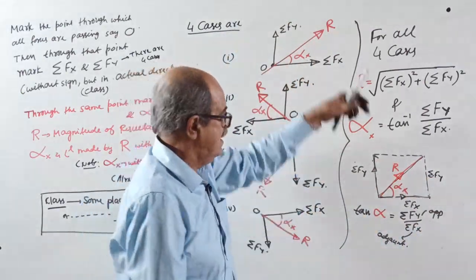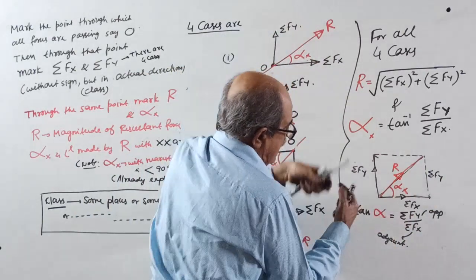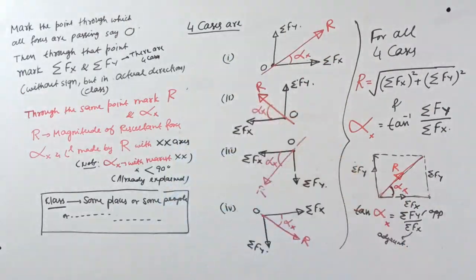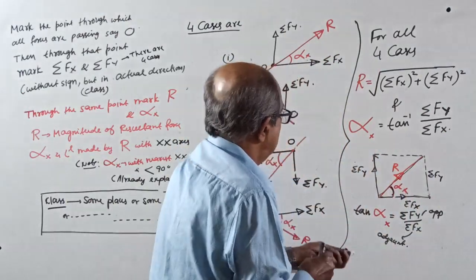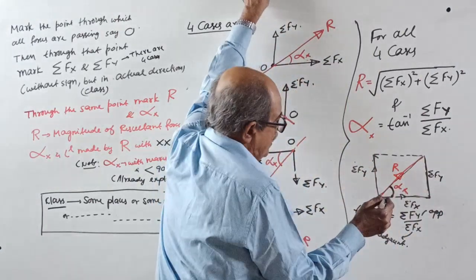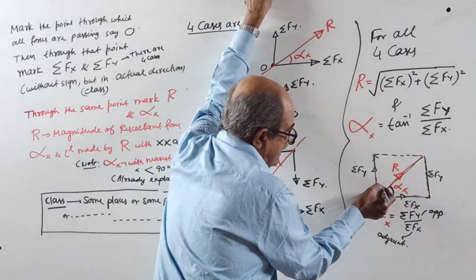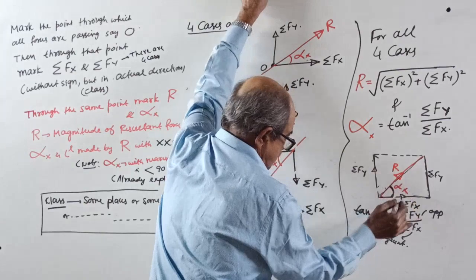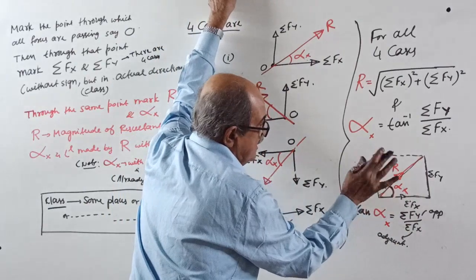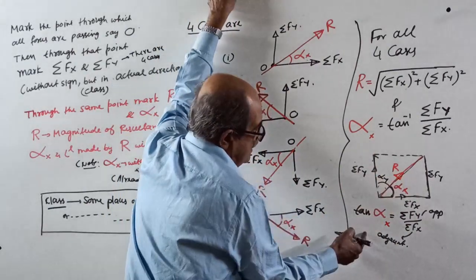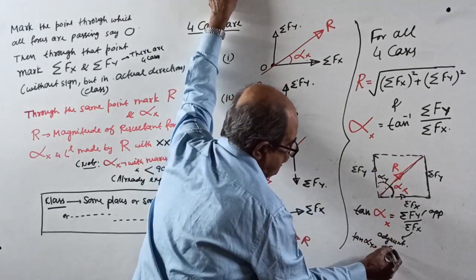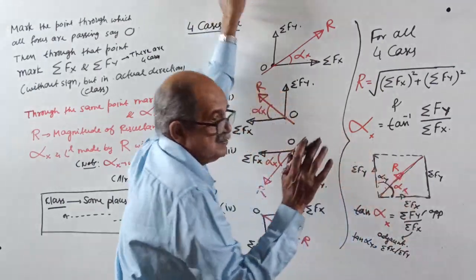Already I explained earlier. And tan alpha x equals, here the angle alpha you are measuring with x, therefore tan alpha equals opposite by adjacent. Make a note here: by chance, if you mark this angle, not as alpha x but as alpha y, then tan alpha y equals sigma Fx by sigma Fy. But we will not do it.